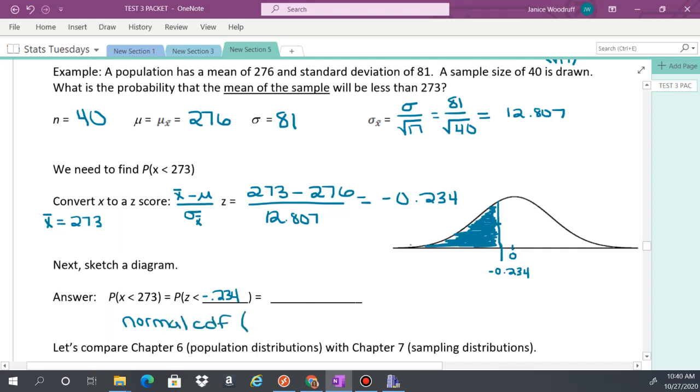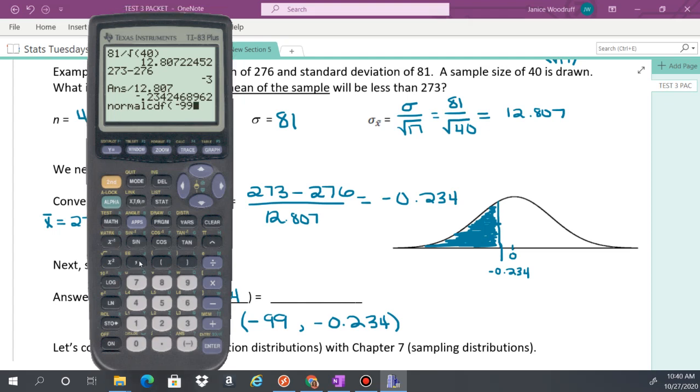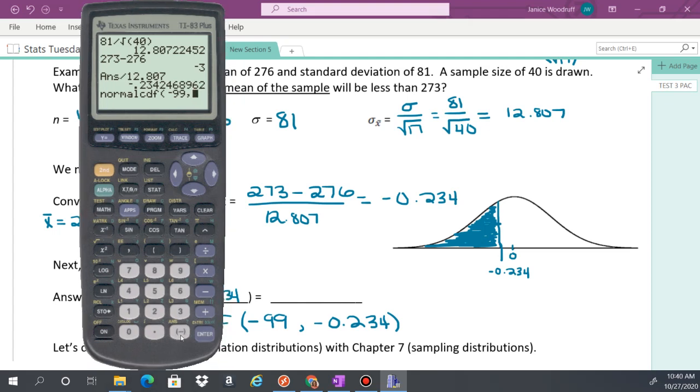Since I'm going to the left towards -infinity, I'm going to choose -99 as my lower limit, my upper limit -0.234. And then my mean in a TI-84 would be 0, my standard deviation 1. So second vars, normal CDF, and then -99, and then for me, I'm using a comma, -0.234. So that's going to give me 0.407.